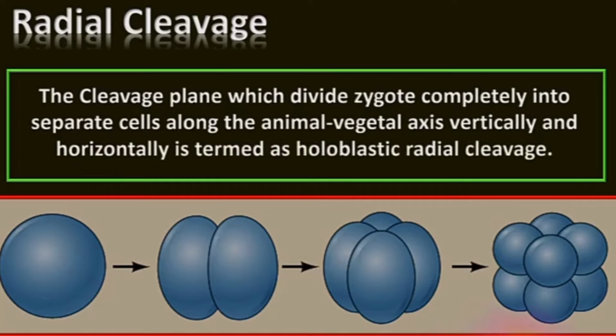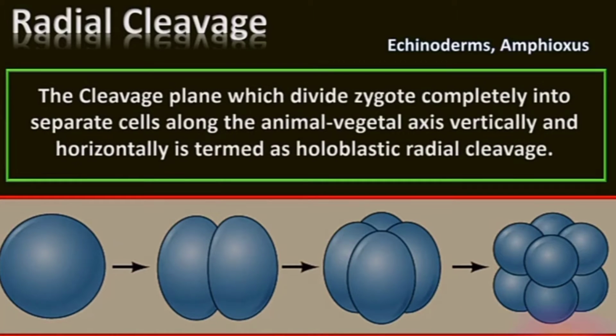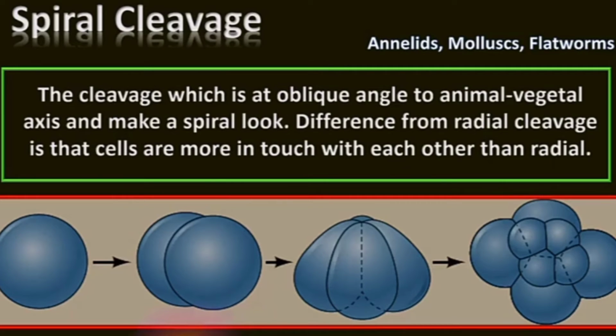Cleavage in isolecithal eggs. When the yolk is very little in amount and uniformly distributed, the entire egg is divided into two blastomeres by a vertical furrow. At the next cleavage, the furrow is again vertical but at right angles to the first one. Each of the blastomeres divides and we have four equal blastomeres. This type of cleavage is said to be holoblastic and equal, for example cleavage in the eggs of amphioxus and mammals.